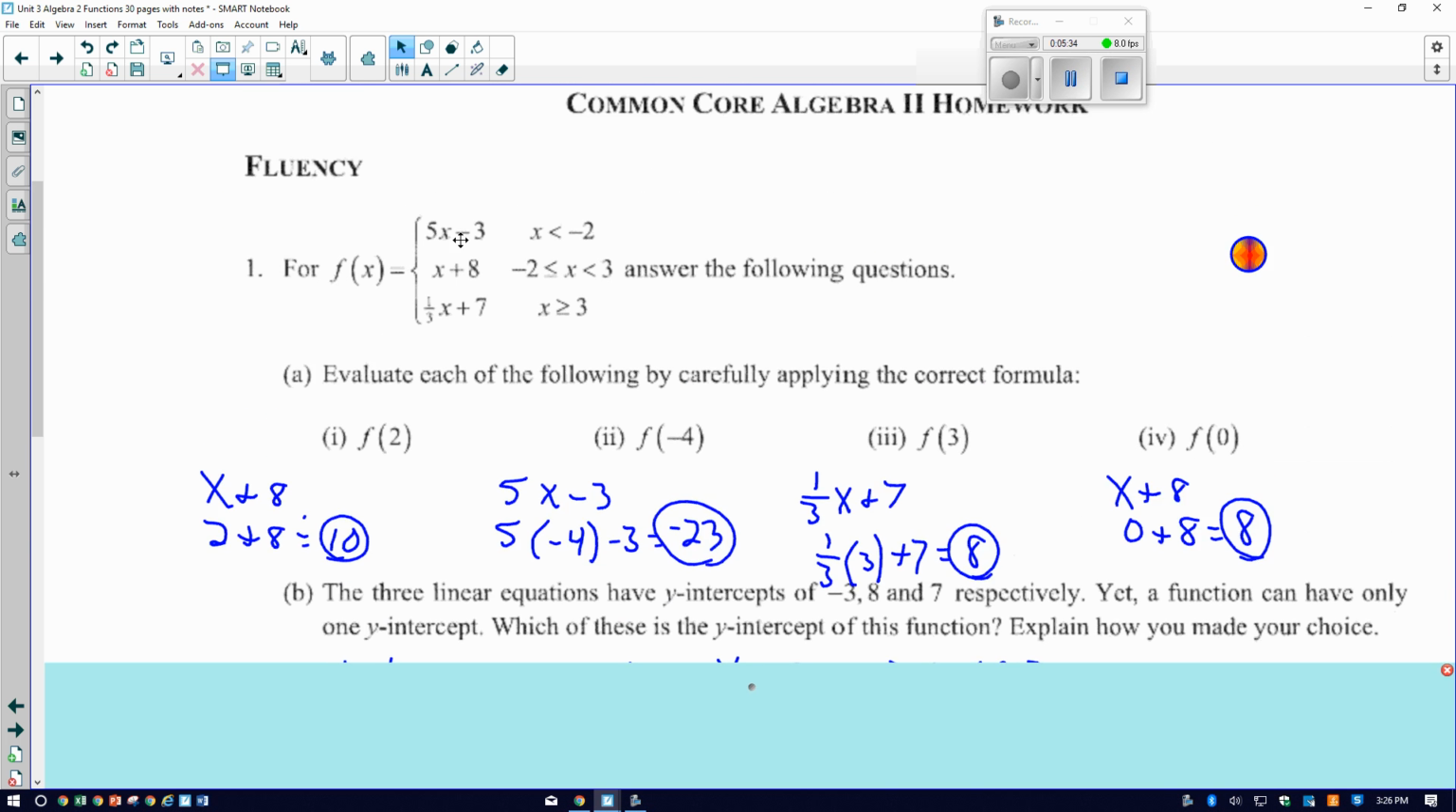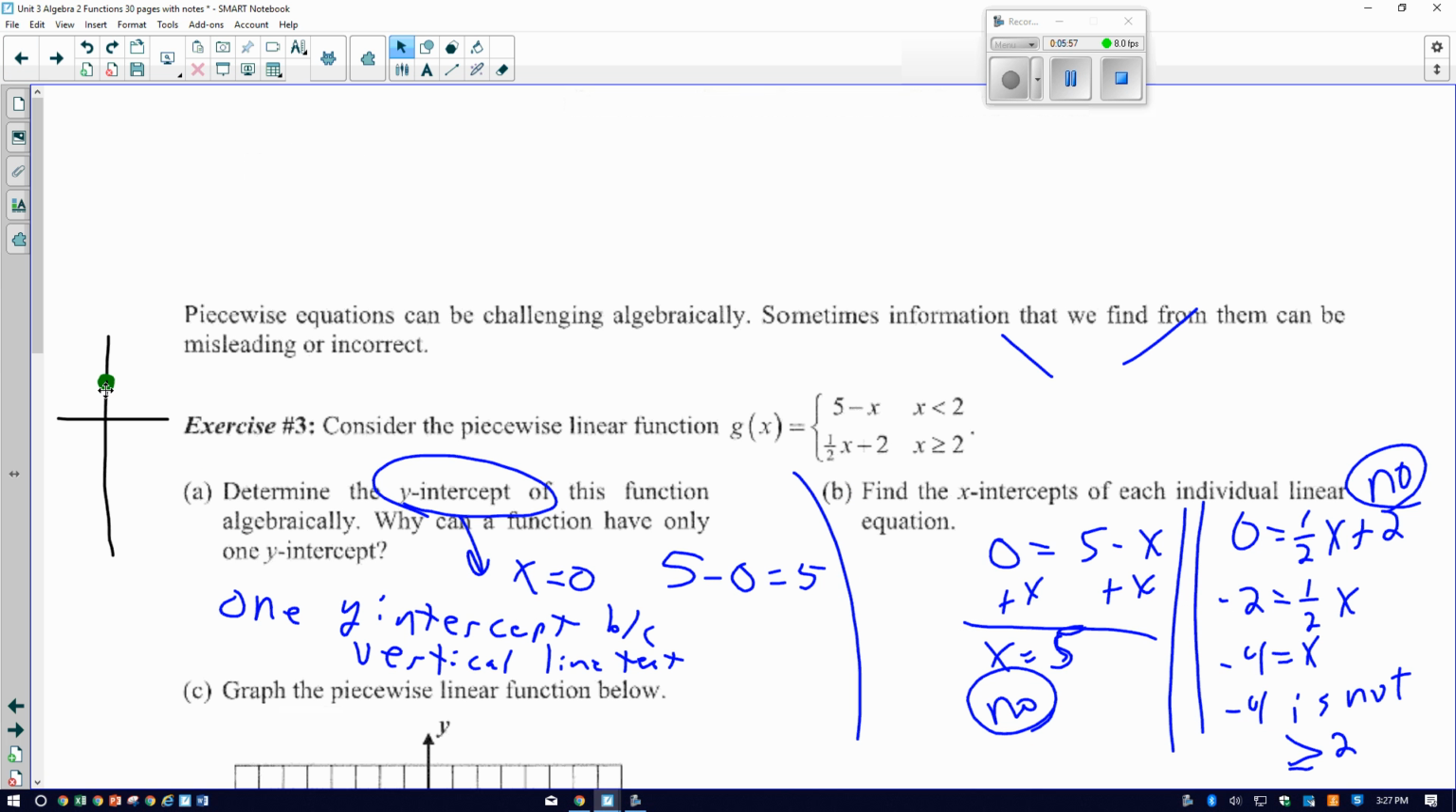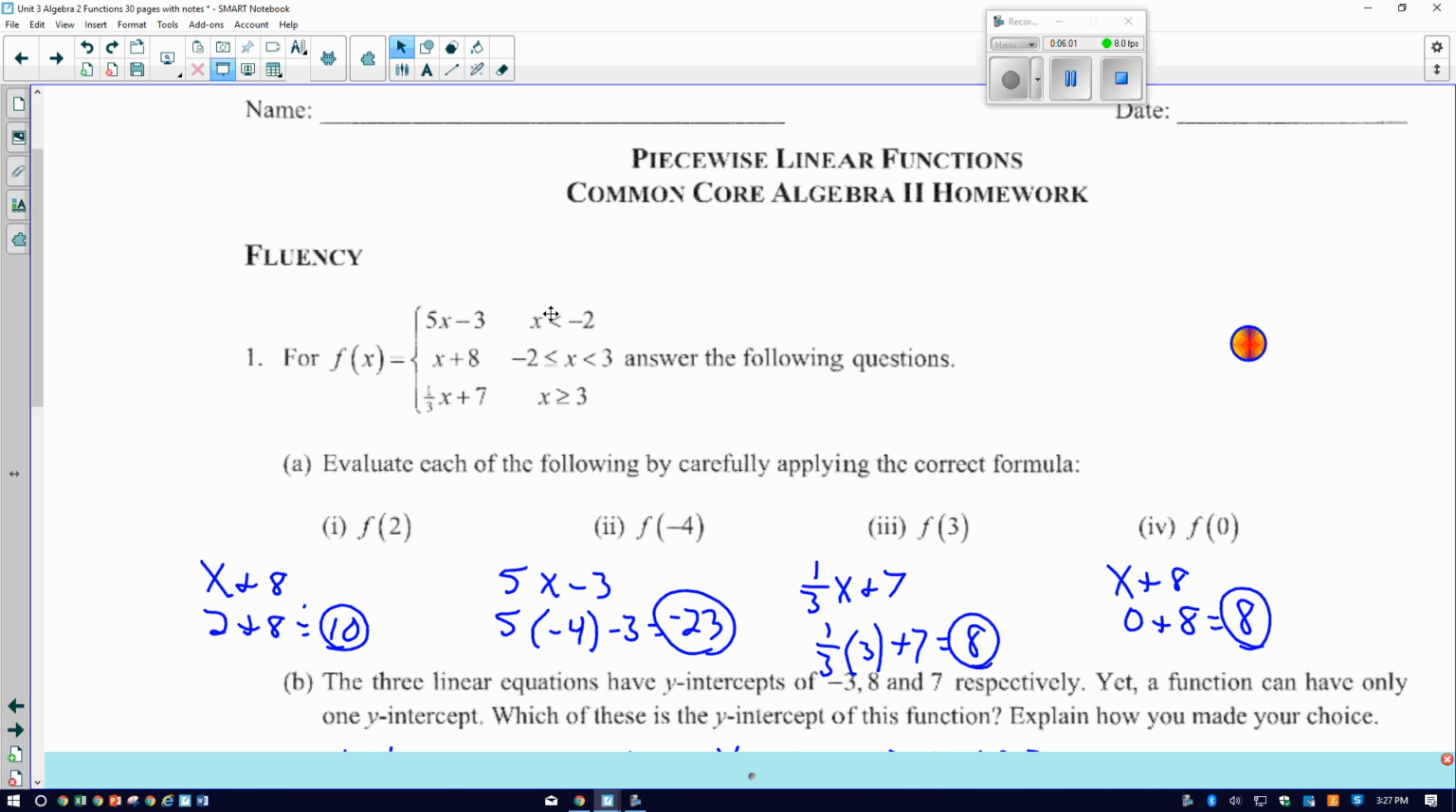Okay, again, we're still using this right here. These 3 linear equations have the y-intercepts of -3, 8, and 7. Only one of them is the true y-intercept of this function. Which one is it? Remember what I said earlier? The y-intercept, x equaling 0. Which one has x as 0?